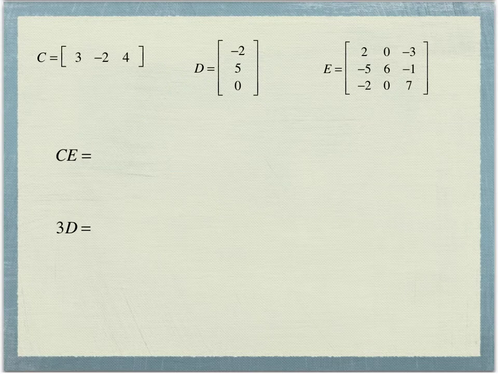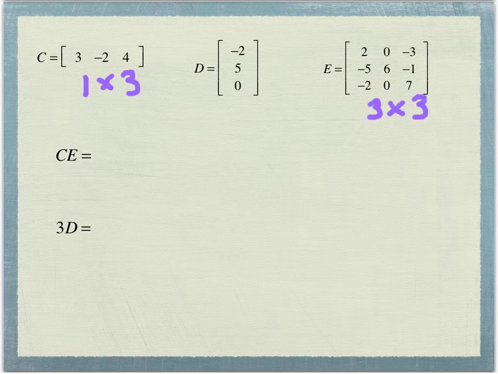For instance, if we did C times E here, notice as we've said, C is a 1 by 3, E is a 3 by 3. So can I multiply them together? Yes, I can. And so maybe I'll quickly try to do this. I think I can do it in this order. So every row is going to be multiplied by every column. Notice my final answer will be a 1 by 3 matrix. So it's going to be a long one.